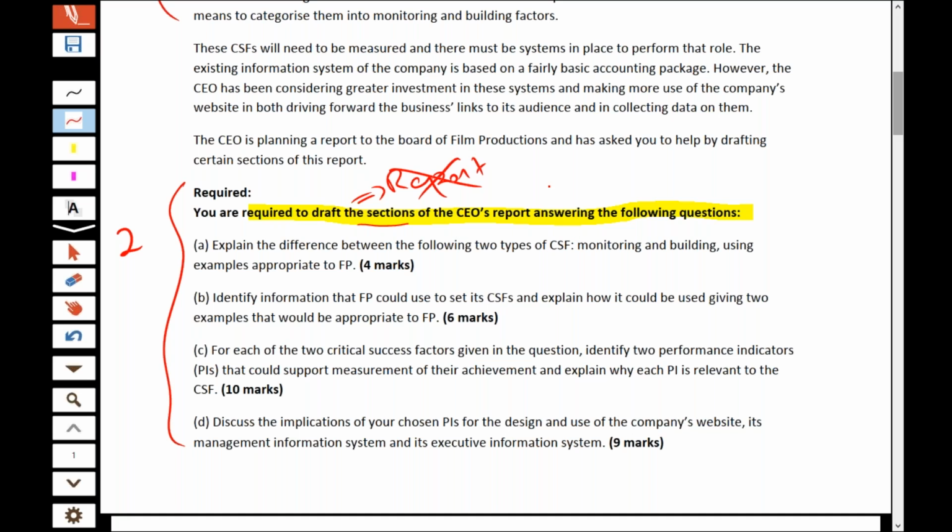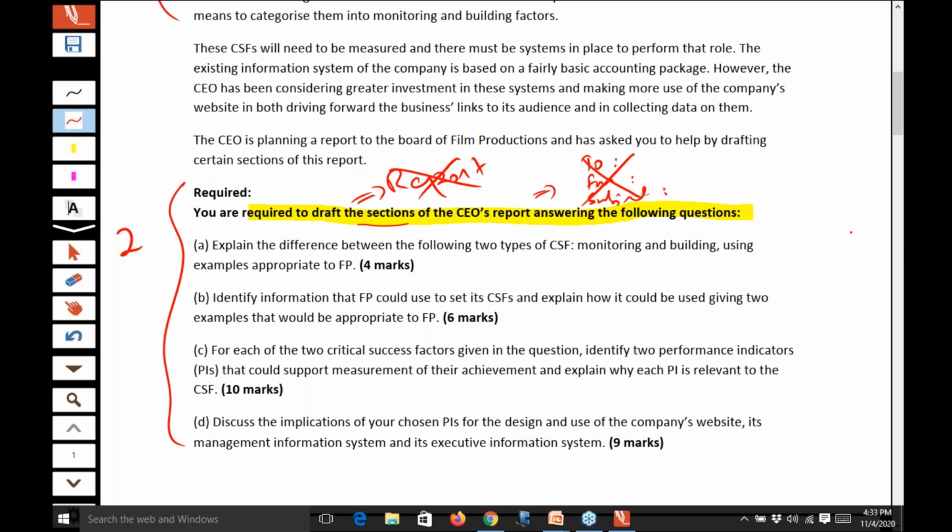When you are going to be answering the question, a lot of students go about with the introductory part, which is to, from, subject, etc. You don't have to go about that. You just have to draft the sections of the CEO's report. That's what you have to do.